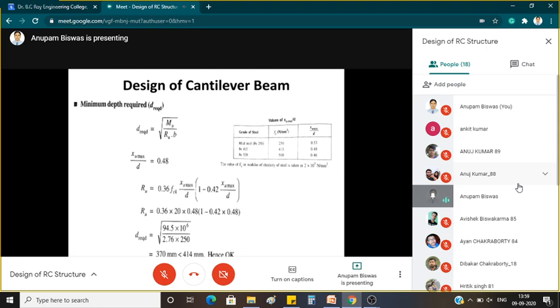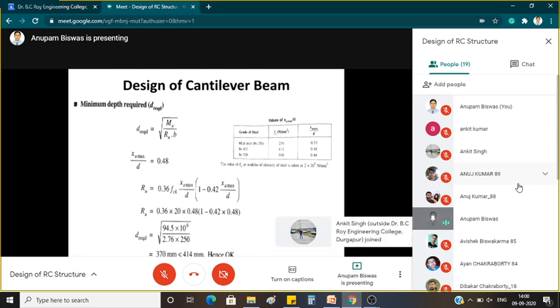So putting those values, you will get the value of Ru, and putting all the values, you will get the value of d required. So here the value of d required comes out to be 470, okay, which is less than 414 mm. So the value that is considered from here is okay. So we can proceed with the minimum depth that is required, that we have got from our assumption.